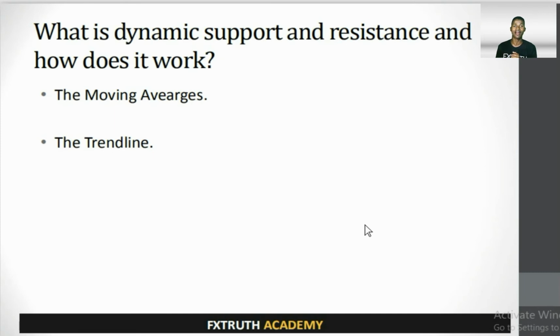You do this using the moving average and the trend lines. So let's go see how this works in the forex market.